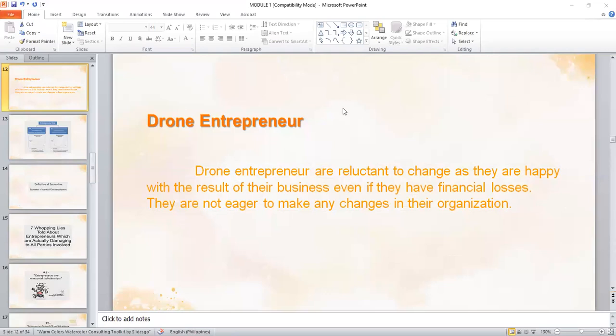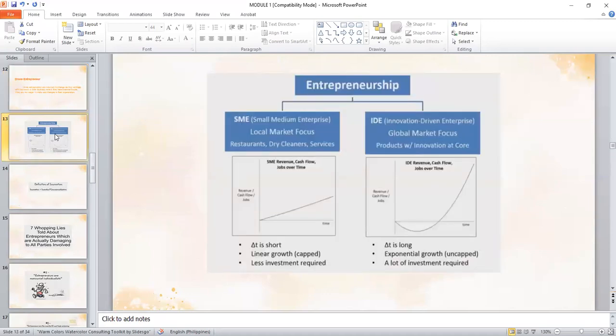Now, if we're going to look into the discipline entrepreneur by a foreign author, you can see that in the references that I placed in the material that I posted in Canvas. This is how an entrepreneur should be looked into. So when we speak of an entrepreneur, we can have either a small, medium enterprise, which has the focus only on the local or domestic market, and we can have one that is innovation driven enterprise, or IDE for short.